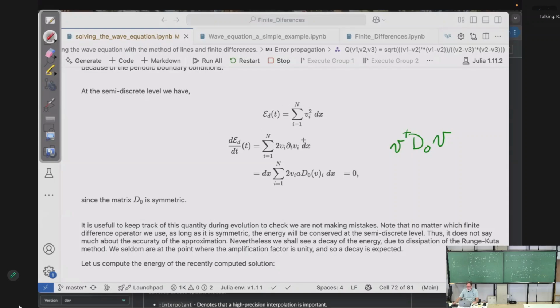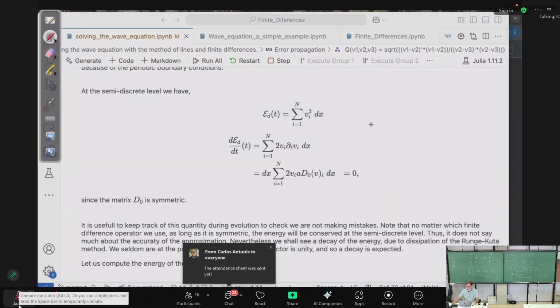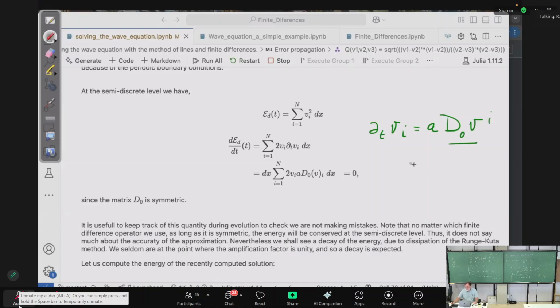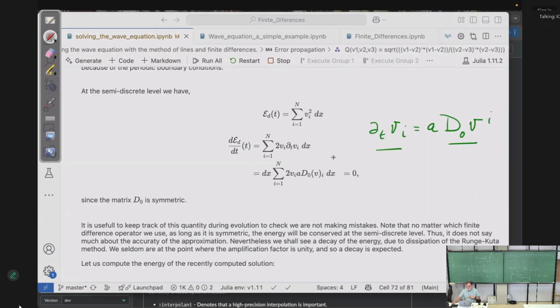So I have an exactly conserved quantity at the semi-discrete level, right? Semi-discrete because here we are using the equation dt of bi equals A d0 of bi, right? So it's discrete in space and continuous in time. So at this level this energy is conserved. What happens when we discretize also in time? Well, we can compute this.